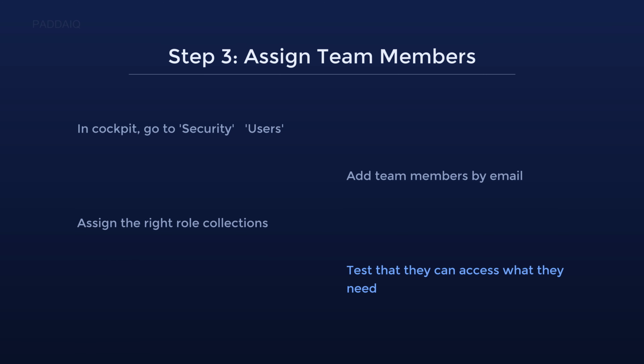Test that they can access what they need. This means verifying each member can use the assigned tools and data. For example, after adding a developer to your project, have them log in to check they can view and edit the application code. This simple step prevents access issues and keeps your project moving forward smoothly.